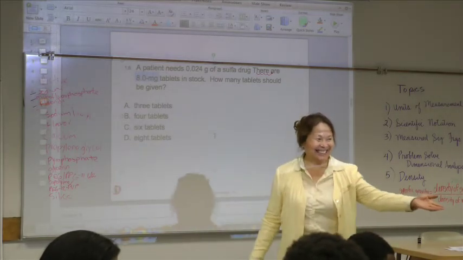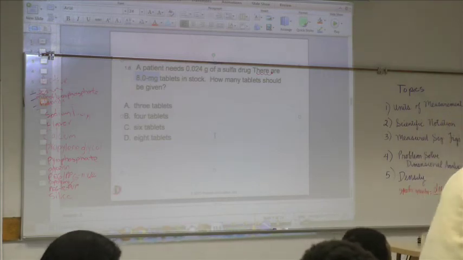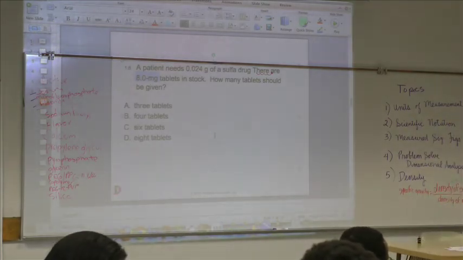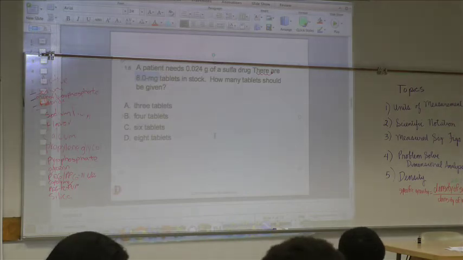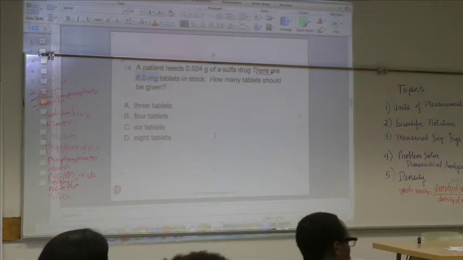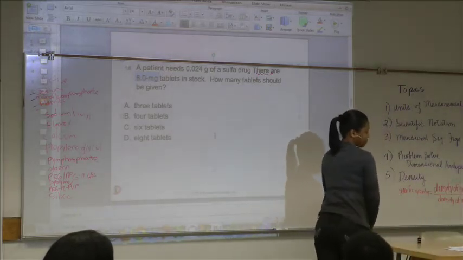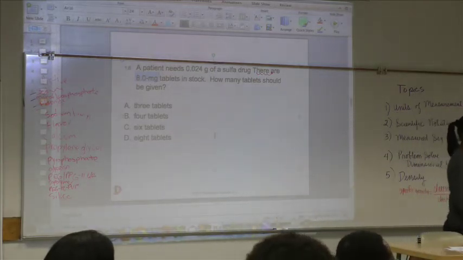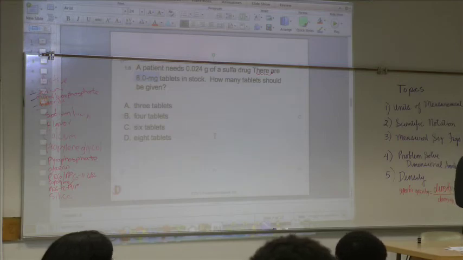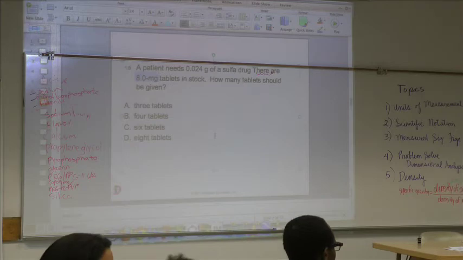Would you like to convert it? Yes. Let's do conversion first. There's 1,000 milligrams. So, multiply 0.2. No, multiply 0.2. You would know. Yeah, you would know.